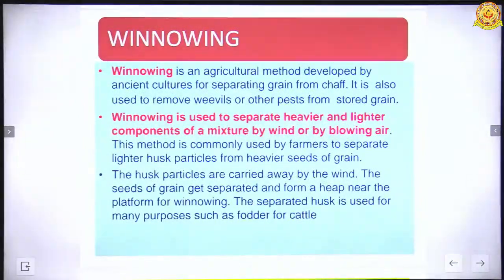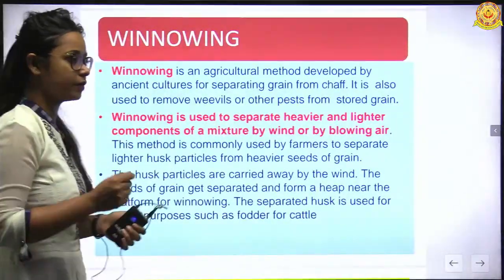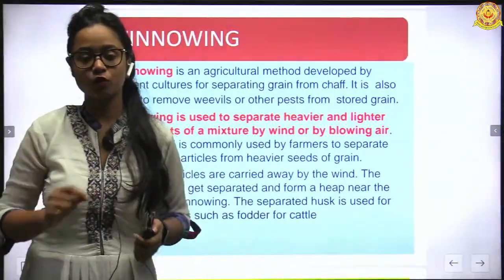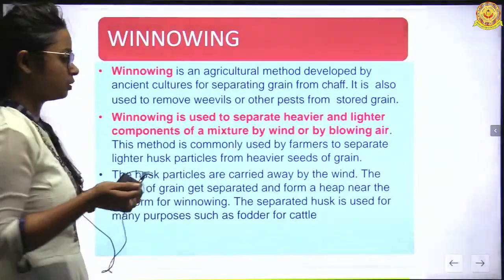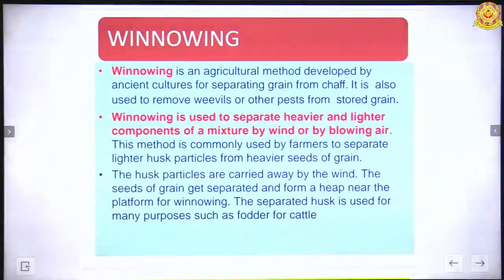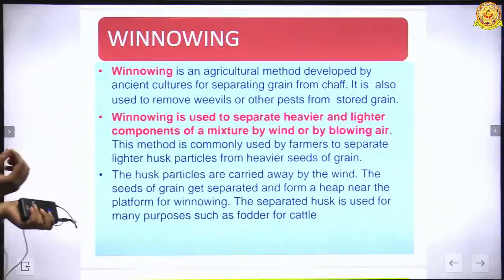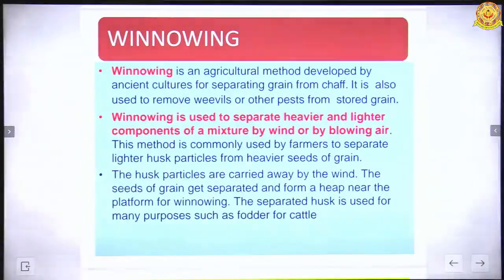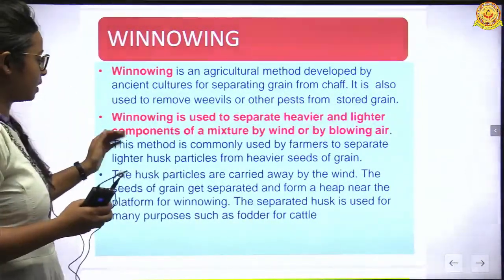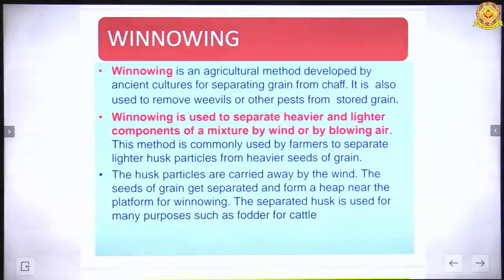Winnowing is used to separate the heavier components of a mixture from the lighter ones by wind or blowing air. If you have ever seen how the husk, the cover of the grain, is separated from the stalk, you just blow it in the air. The lighter substance, the cover of the grain, is carried away by the air. The lighter substance makes one heap and the heavier substance makes another heap. That process is called winnowing.